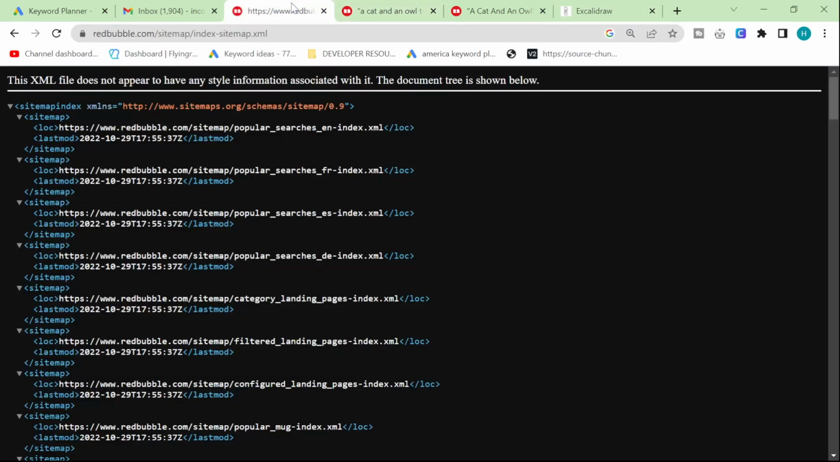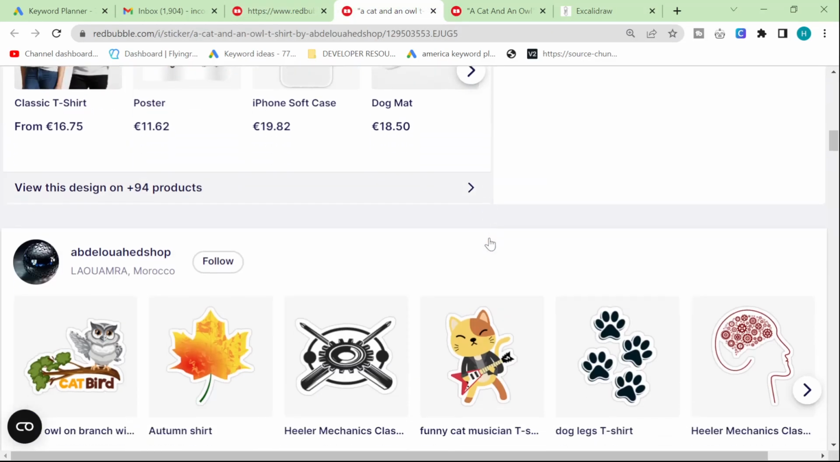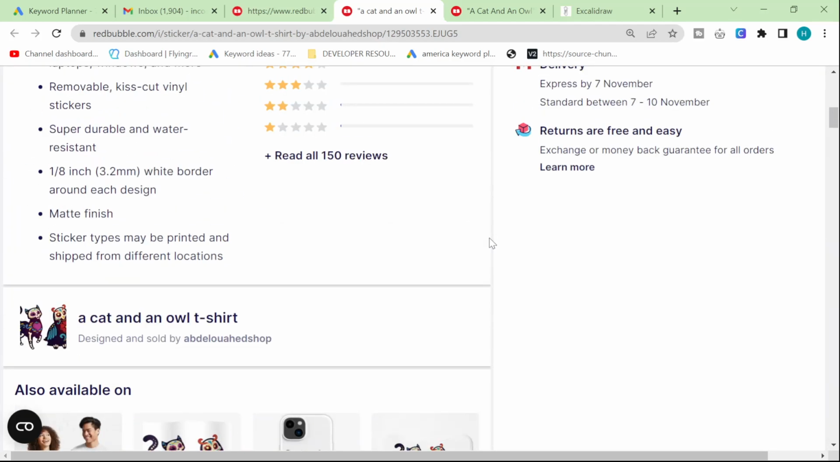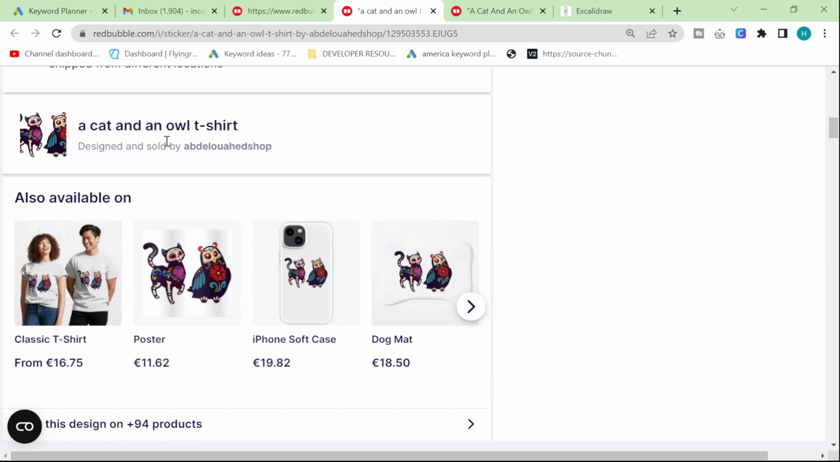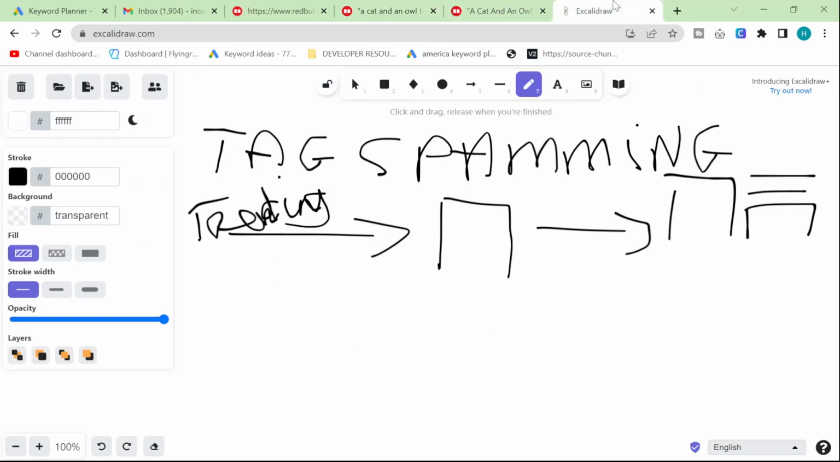And then I don't know what they're doing in the description. It doesn't really matter. I've said this a million times, description doesn't matter. And look at that, they don't even have a description and they're ranked number 1. So yeah, tag spamming is becoming a bigger and bigger issue.